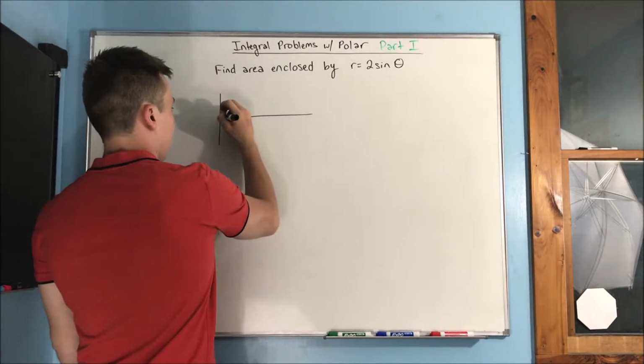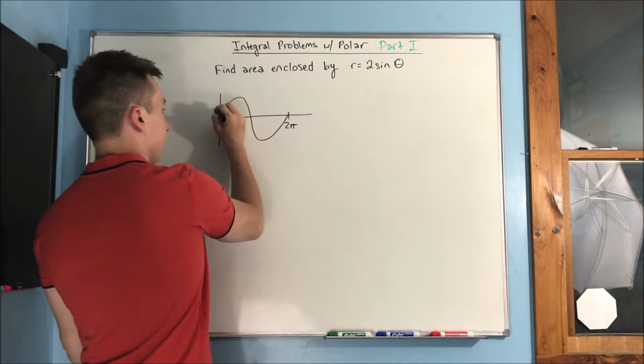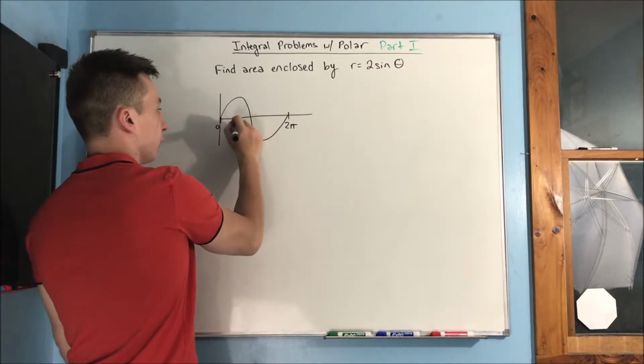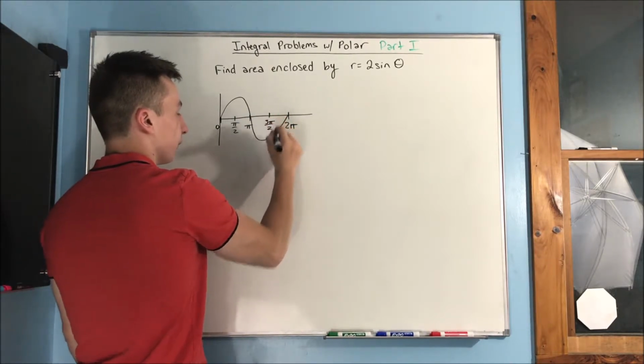It's not anything that we haven't done before. We know that graph looks like this. This point would be 2 pi, this is 0, this is pi over 2, this is pi, and this is 3 pi over 2.